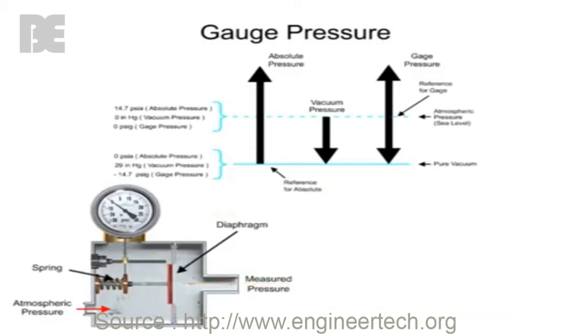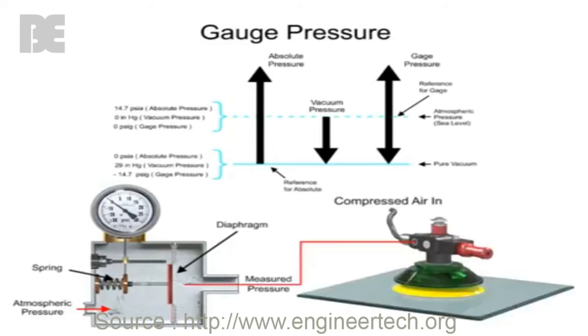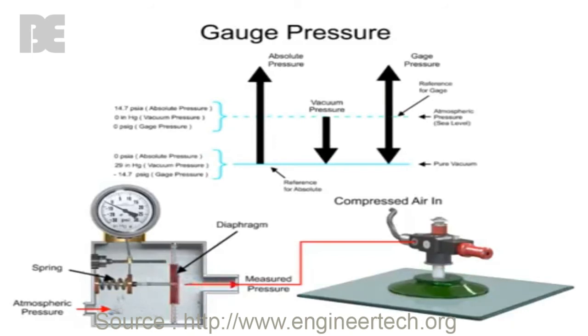Negative gauge pressures are indicated on the gauge with pressures below atmospheric pressure. Maximum negative value for gauge pressure is pure vacuum or negative 14.7 PSIG. Typical negative pressures include material handling of glass sheets using a vacuum gripper where air is evacuated from the suction cup.